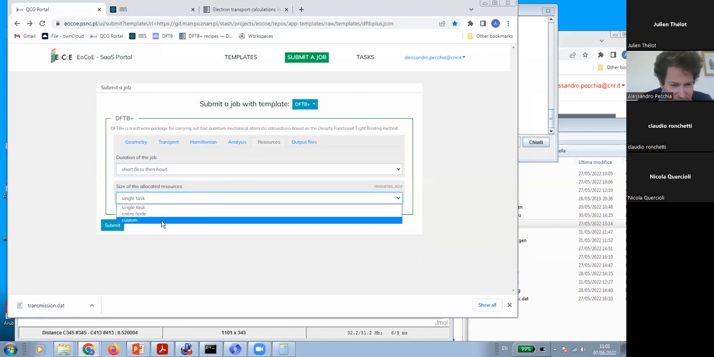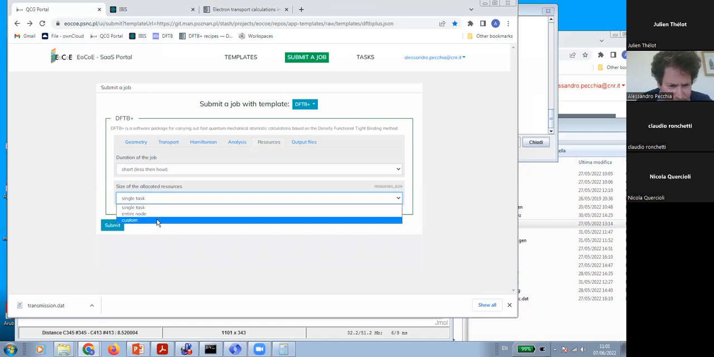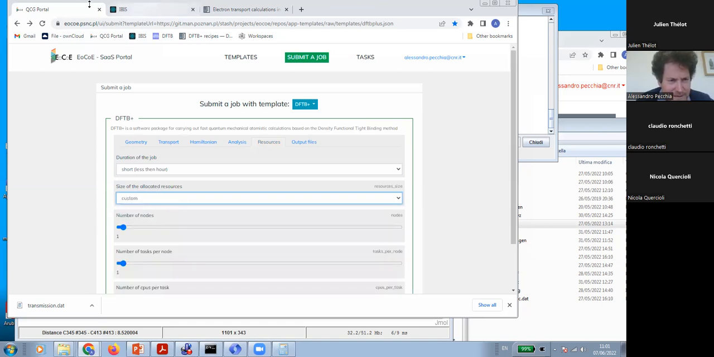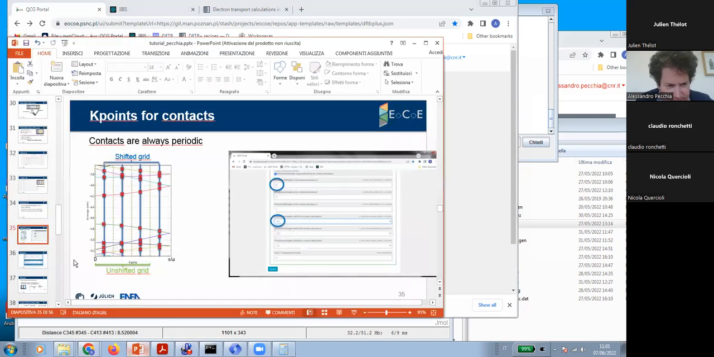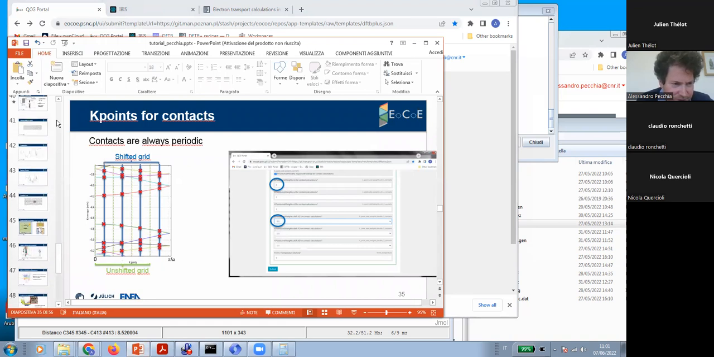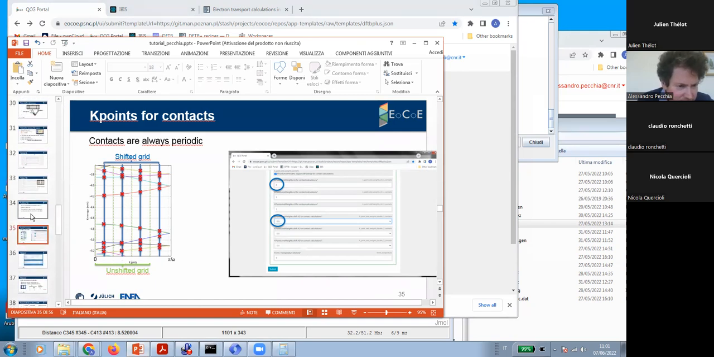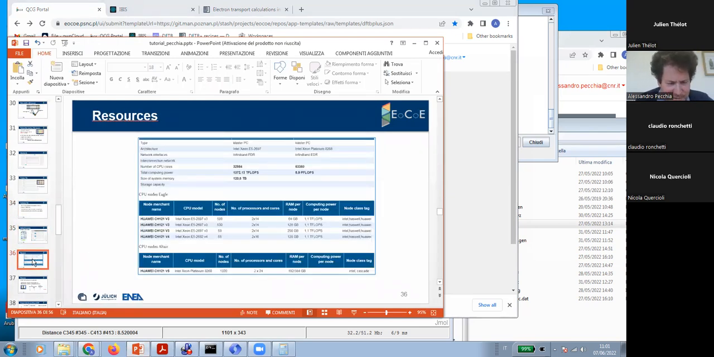Ideally, we should go to the custom side. The allocated resources should be customized. Why? Because unfortunately we need to think a little bit. LibNEGF is distributed, and actually uses a hybrid OpenMP MPI distribution.